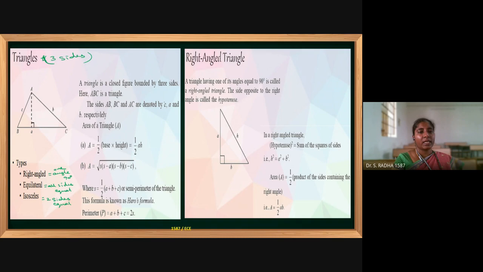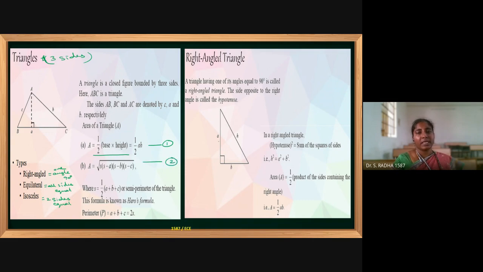Now, to find the area of a right angle triangle, it is half into base into height. This is the basic formula. You can apply this for any triangle. Okay, this is a common formula. Then there is also another formula for area, a second formula for area. This is the first formula, and this is the second formula for area.